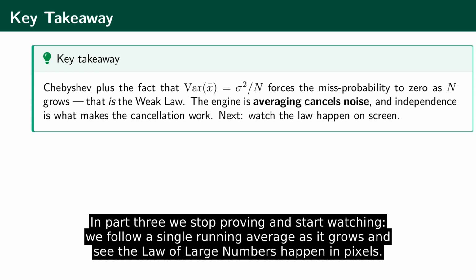In Part 3, we stop proving and start watching. We follow a single running average as it grows and see the law of large numbers happen in pixels.